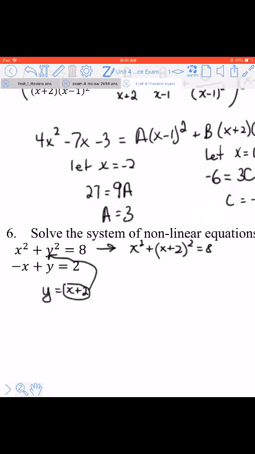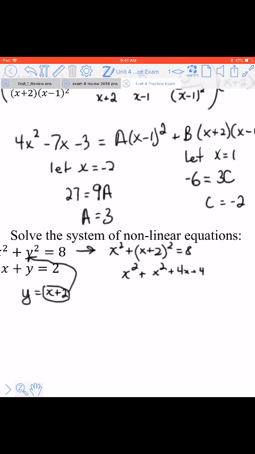And that equals 8. Now simplify here: you're going to have x squared plus, and if you simplify the parentheses, x plus 2 to the second power is x squared plus 4x plus 4, and that equals 8. So this becomes 2x squared plus 4x. If you subtract the 8 to get one side equal to 0, you get minus 4. That equals 0.